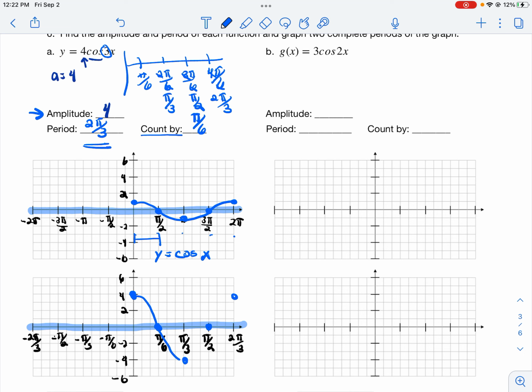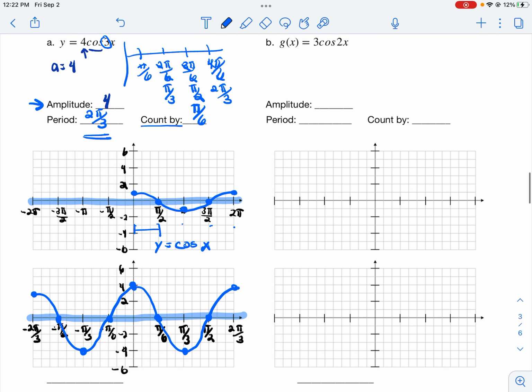And now, because I changed my scale, that's it. I've sketched one full period. So let's go in the other direction. I'm above, so I need to be on, and then below, on, and then end at above. And now you've sketched two full periods of our equation y equals 4 cosine of 3x.